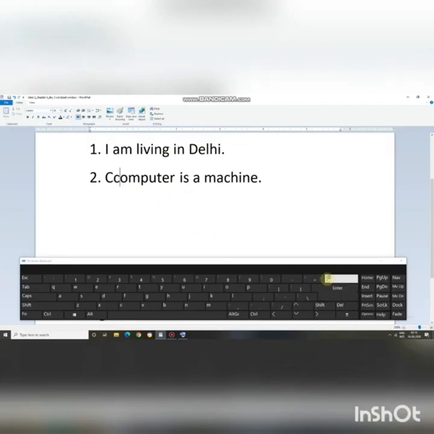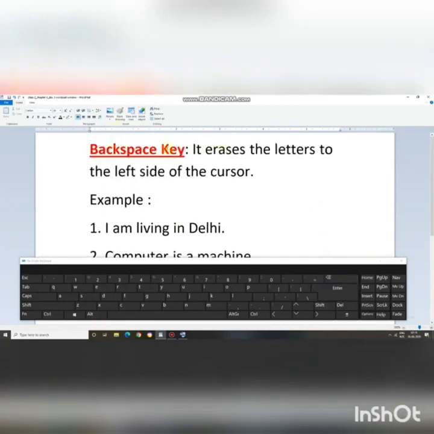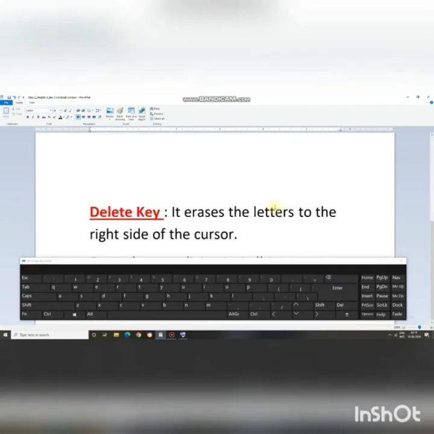Let me erase this. Small c should not be there, right? The cursor is in between small c and small o. I have to erase small c. So I use a backspace key and the small c erases from the left hand side. So this is how you will use a backspace key, right?